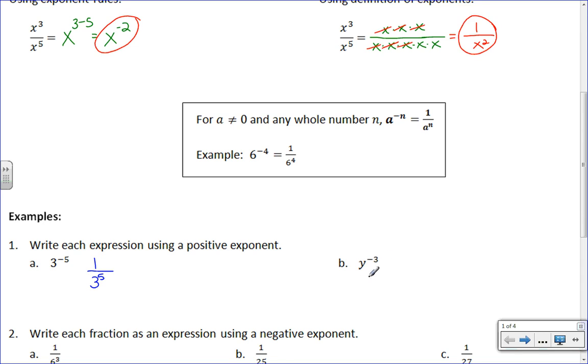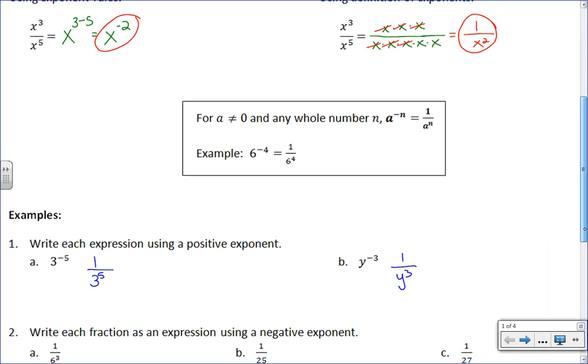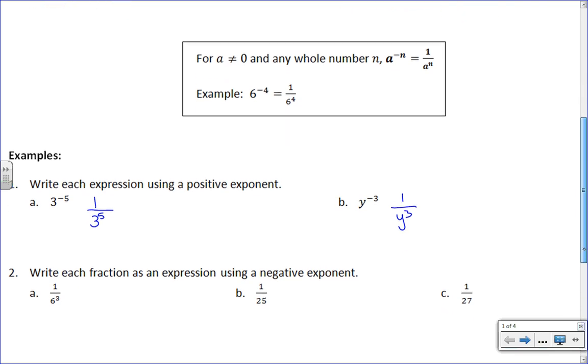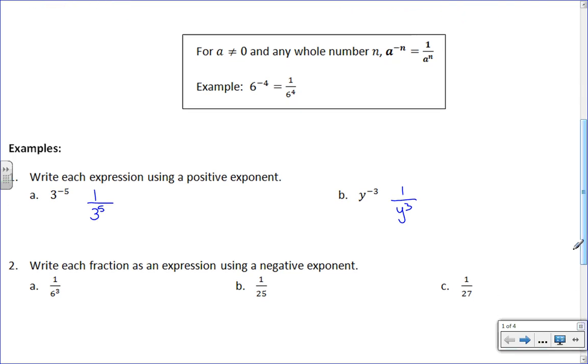Same thing with y to the negative third. If I want this to be a positive exponent, I write it as a fraction with this in the denominator, as y to the positive third. We can do the same thing in reverse, write each fraction as an expression using a negative exponent. Well, here the 6 to the third is in the denominator, so if I write this so that it's not a fraction, it would be 6 to the negative 3.